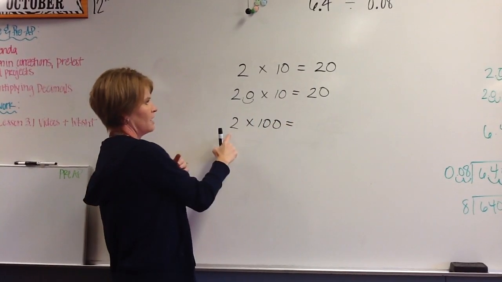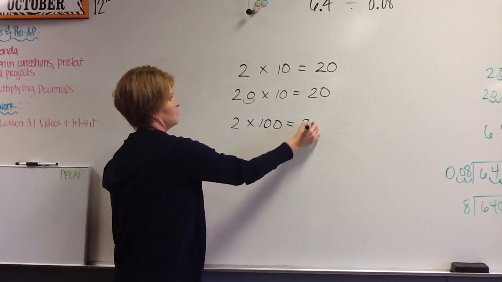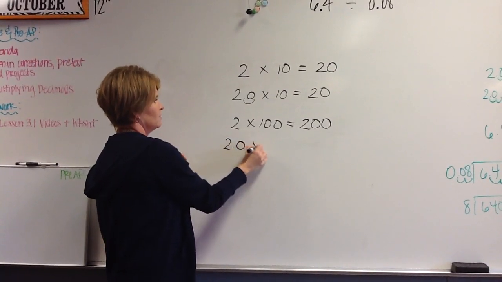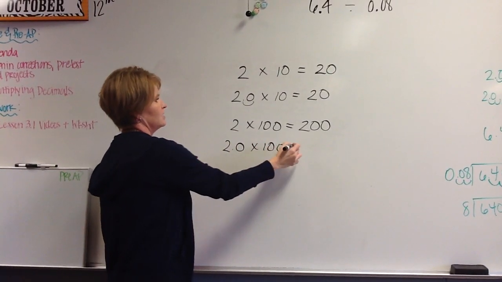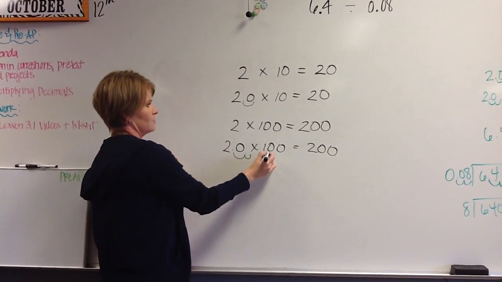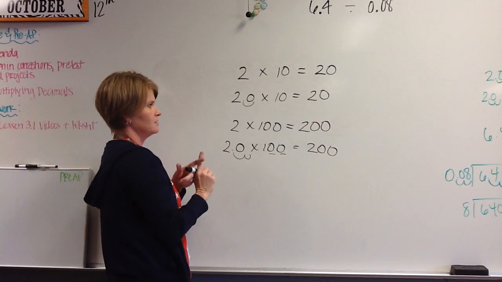If I do 2 times 100, we know that that's going to be equal to 200. But if we think of 2 as 2.0 times 100, then we can see to get to 200, I need to move my decimal 2 places. There are 2 zeros, and I move it 2 places.